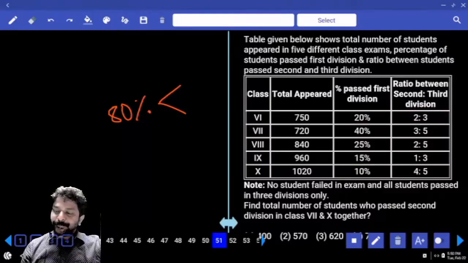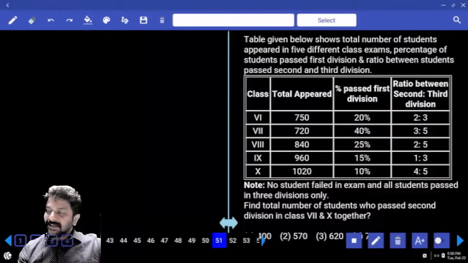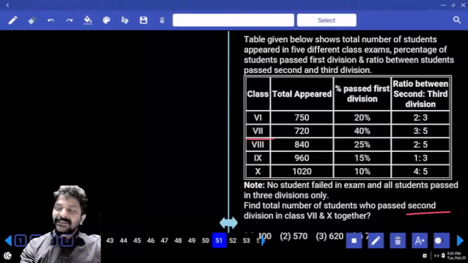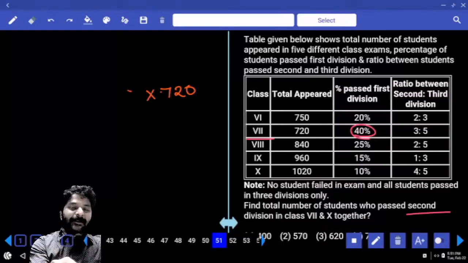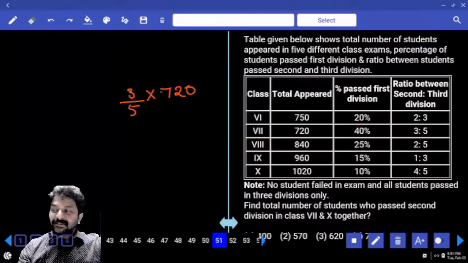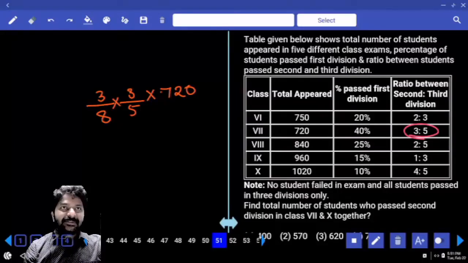So now let's see. Find the total number of students who passed in second division in class 7th and 10th. 7th and 10th class second division, right? 7th class, out of 720 students, 40% are in first division. So the remaining 60%, right? Can we treat it as 3/5? And now that is divided in the ratio 3:5. So out of which, second division people are 3 parts out of 8 parts. This is with respect to 7th class.